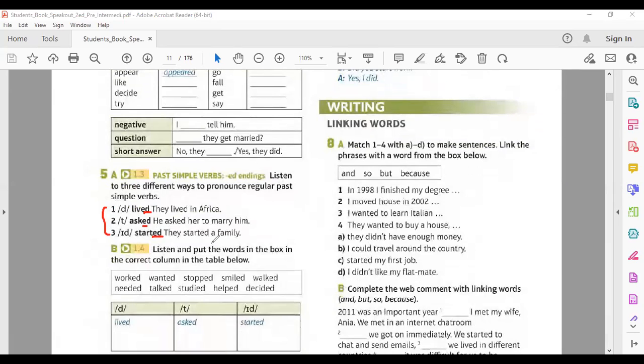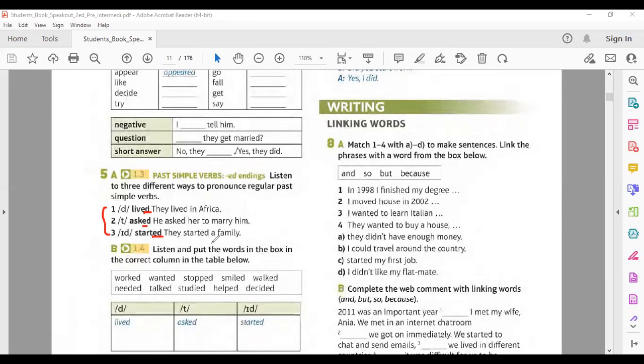They lived in Africa. Okay. What about the second one? He asked her to marry him. Okay. He asked her to marry him. What about the third one? They started a family.